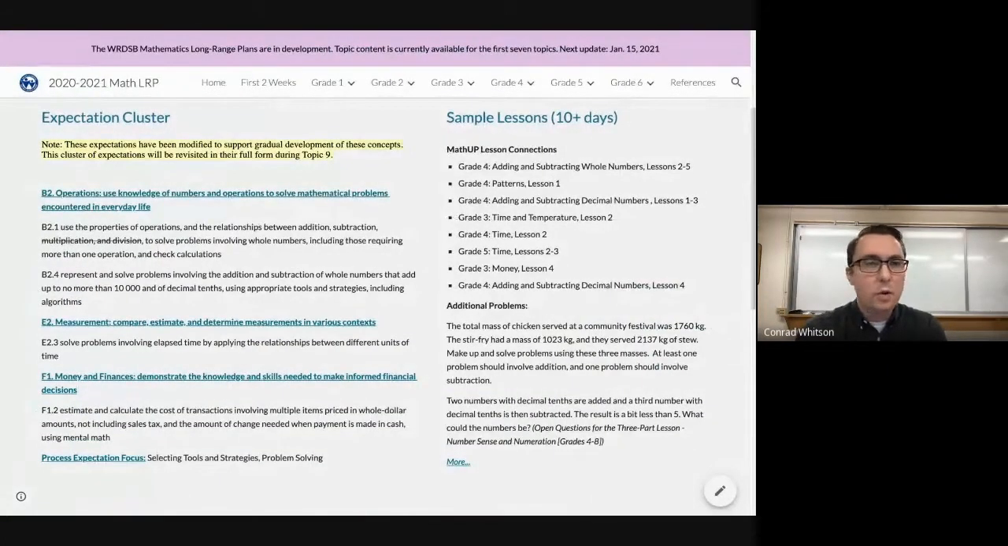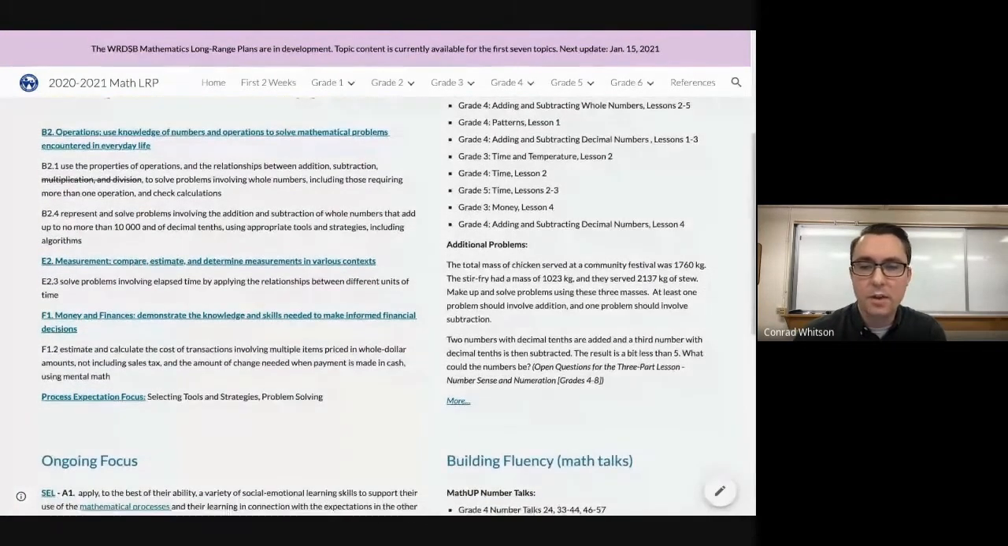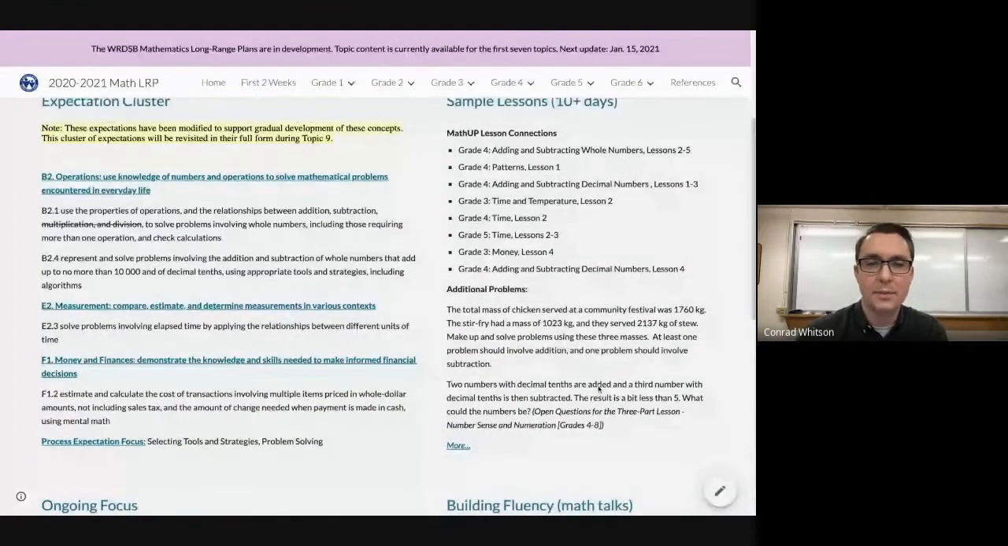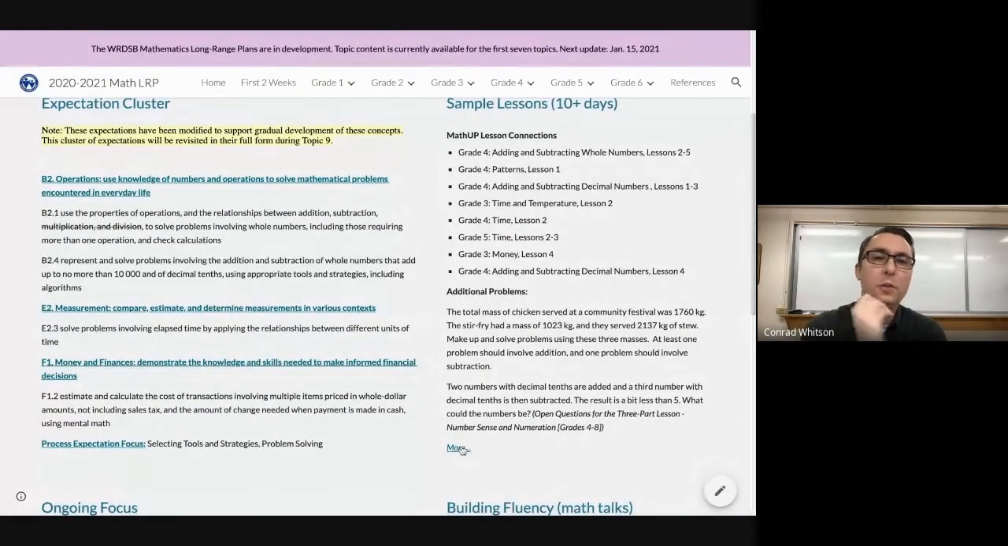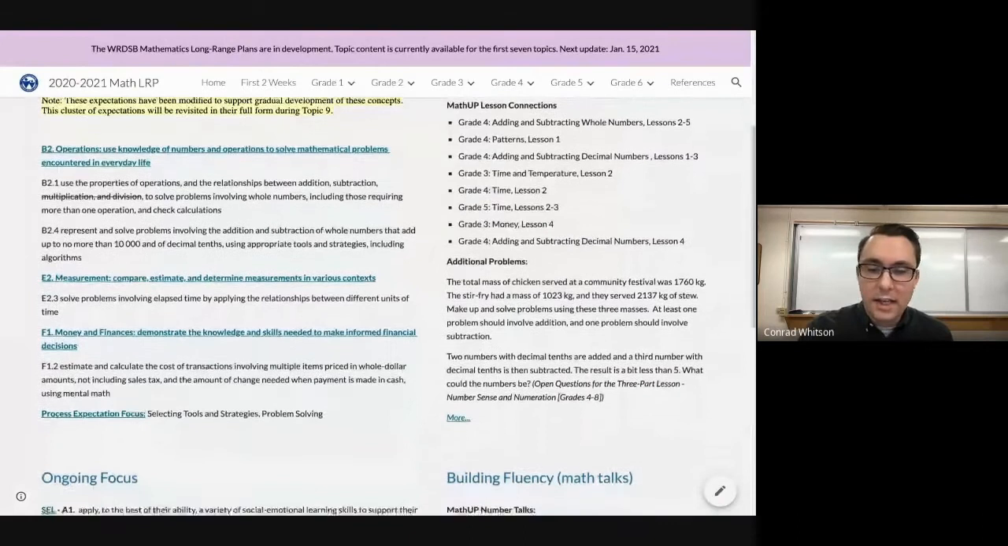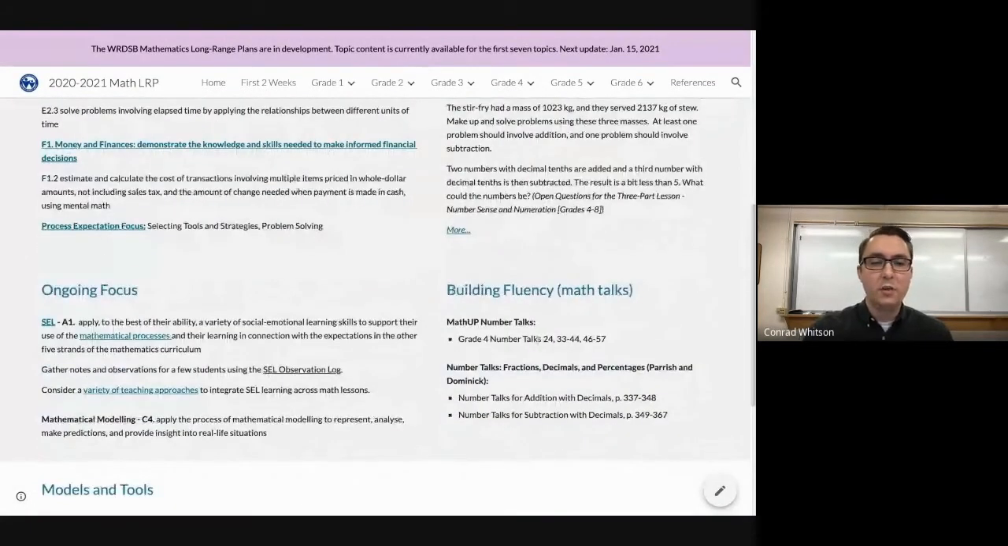And then back to our long-range plans here, one more section I wanted to highlight for this topic. Down here, there are sample problems along with the Math Up suggestions. The more button will take you to a Google Doc that contains a bunch more sample problems, as well as the expectation cluster. So if you were looking for a page to print off, that might be a very printable one. And scrolling down again in the building fluency section, we do mention some Math Up number talks that might work. Some number talks from Sherry Parrish's number talk books, and as well, the grade 5 and 6 topics mention some options from Fosnot's fluency mini lessons as well.